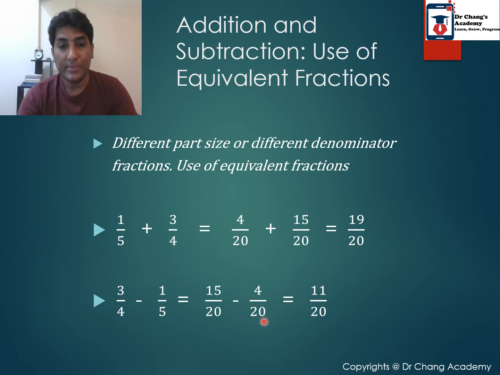Let's look at a subtraction example. 3/4 minus 1/5. I've just changed it into subtraction. Now 3/4 is 15/20ths like we did here, and 1/5 is 4/20ths. So we have same size, same denominator, or same part size fractions. So 15 minus 4 is 11/20ths. So 3/4 minus 1/5 is equal to 11/20ths. So this is how it works when we don't have same part size fractions, or we have different denominator fractions, we use equivalent fractions to change into same part size or same denominator fractions and do the process.